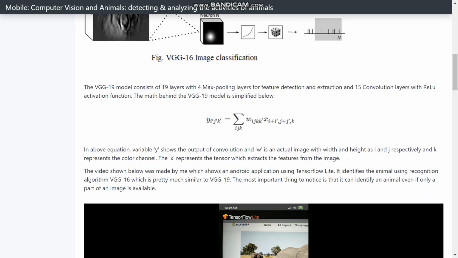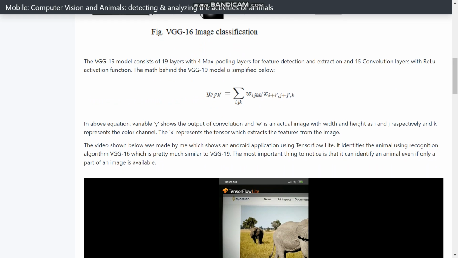Here's the math behind the VGG model. This is just a simple convolutional formula where y contains the output of the convolution, w is the actual image, and x is the tensor, which we call a convolutional filter. It may be 3 by 3 or 5 by 5.